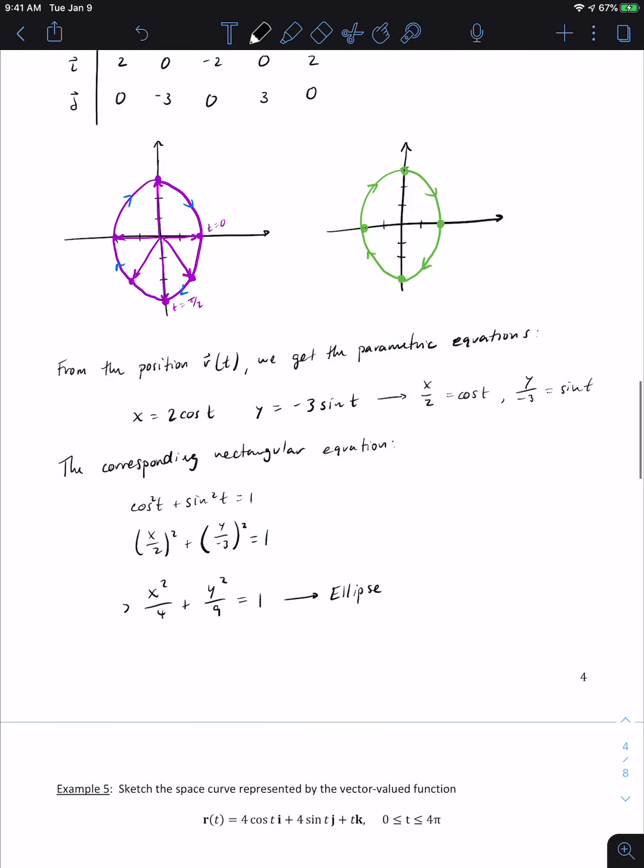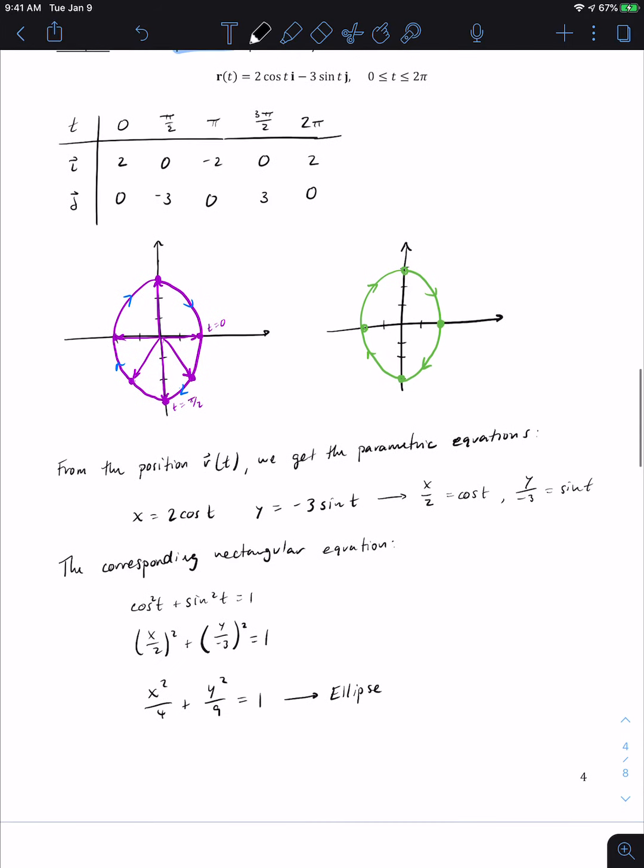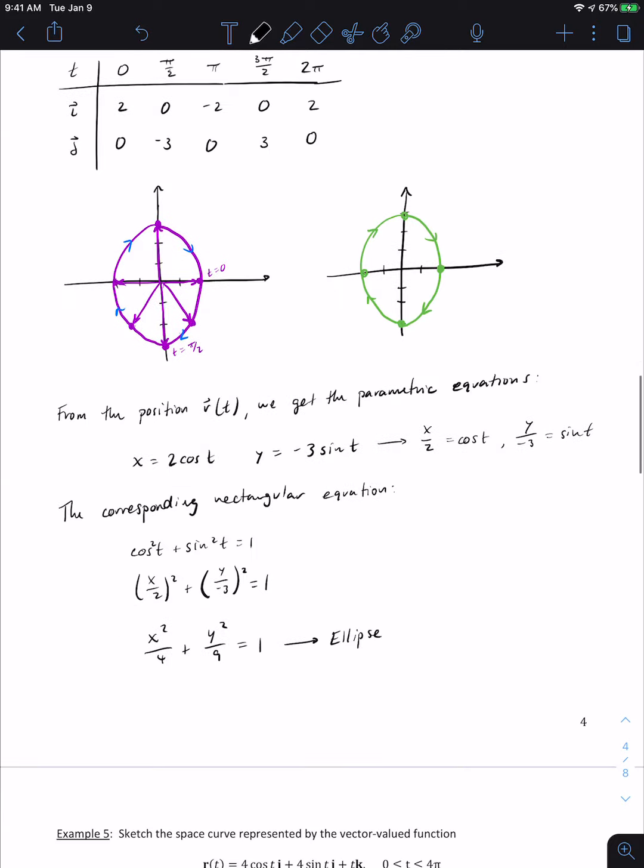The other thing to note here is the direction of the curve, but that's not really entirely important in this case. We'll talk about the direction of the curve a little bit later. So that is a big analysis of the plane curve right there.